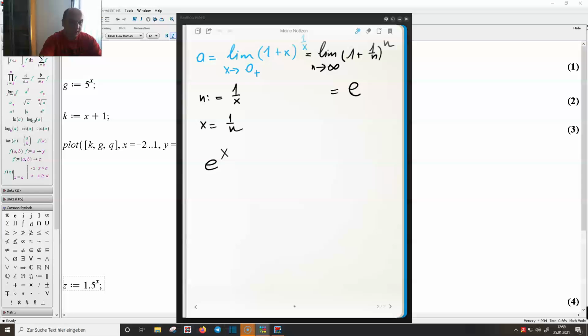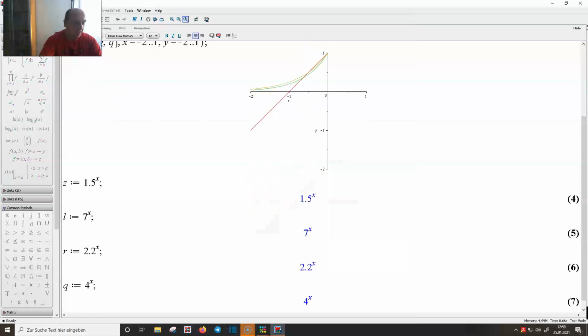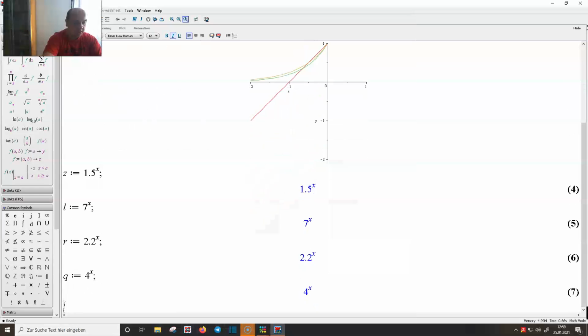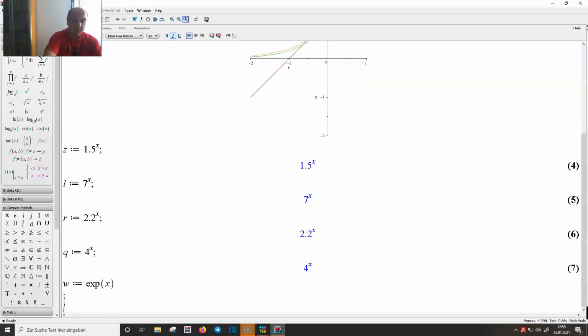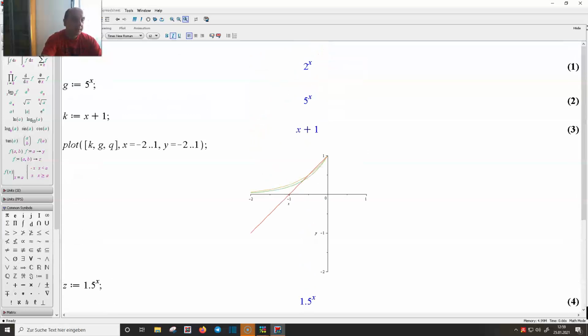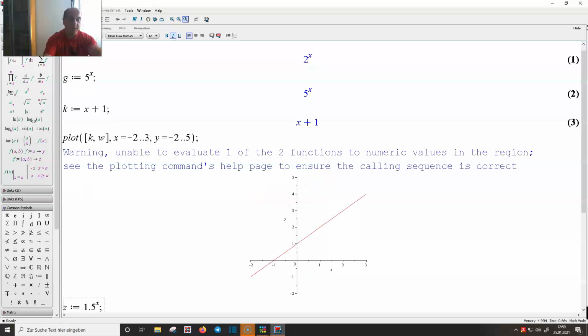And let me show it again here. So now we're really defining a new function. Let's call it maybe w, which is exp of x, so the e function. And let's see what's happening here if I add it. So let's just only take k and w here, and let's take x from -2 maybe to 3, and y from -2 to 5. Let's see what's happening here.